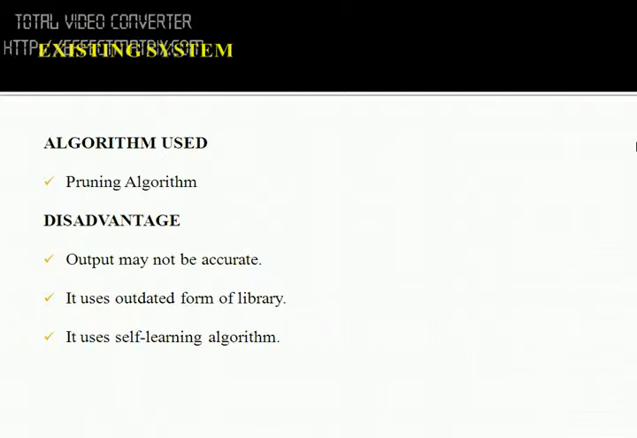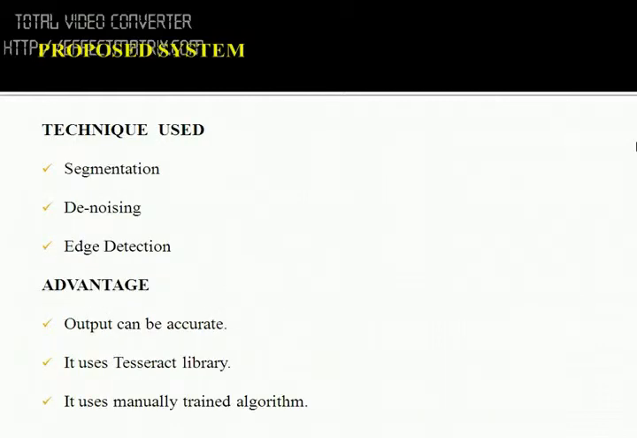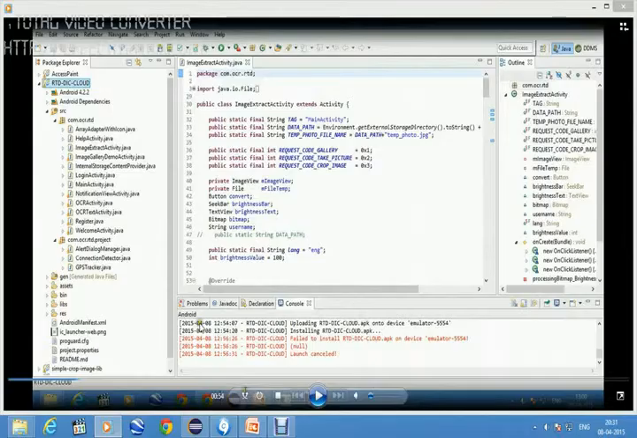Coming to the existing system, here we use a pruning algorithm, which is a self-learning algorithm. Here the output is not accurate. In the proposed system, here we use three techniques of segmentation, denoising and edge detection. Here the output will be accurate as the words are trained using a Tesseract library. This is manually trained. Now I will show the demo for our project.